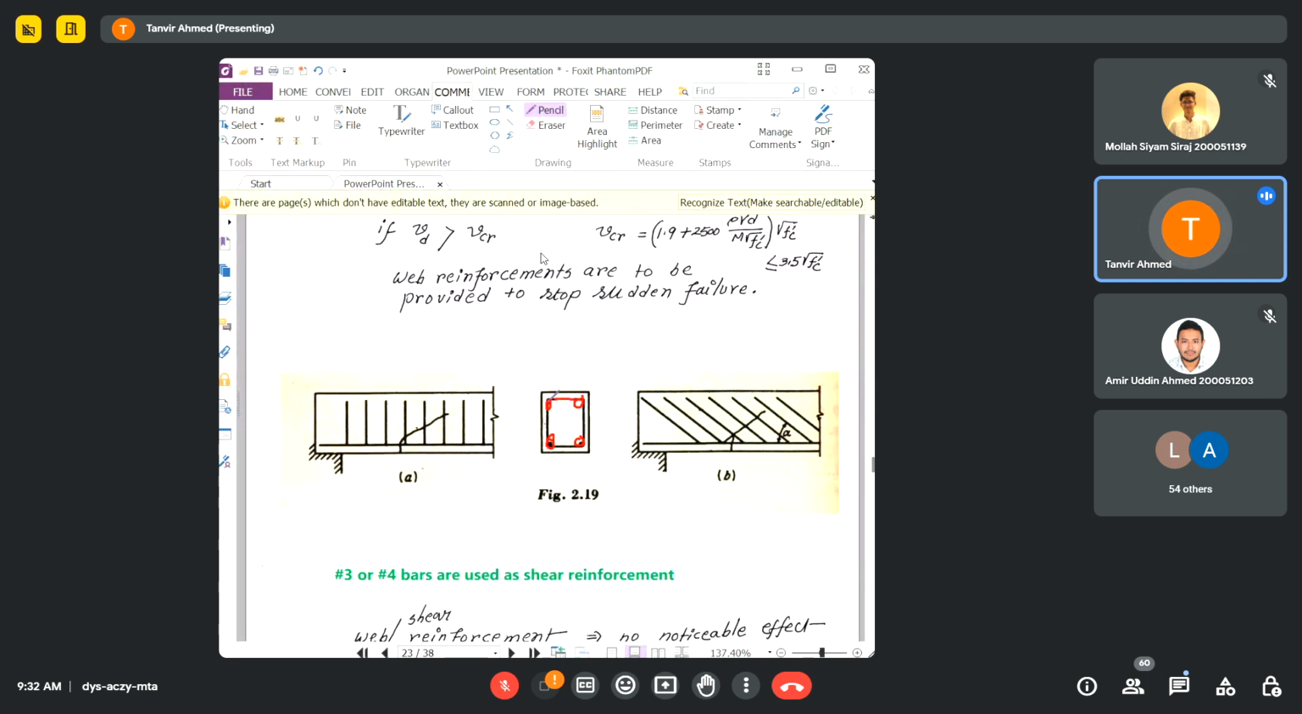In this case you will usually tie these longitudinal reinforcements like this. We discussed this thing, and this tie should be at an angle of 135 degrees. We discussed this as well. And this kind of tying is very good when you require resistance against earthquake. When you require better resistance against earthquake, then this type of tying of the longitudinal reinforcement with the shear reinforcement is very effective.